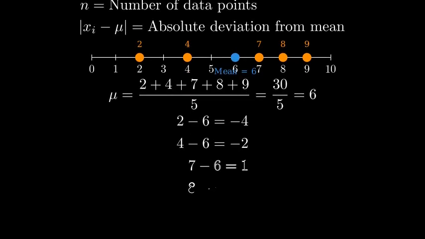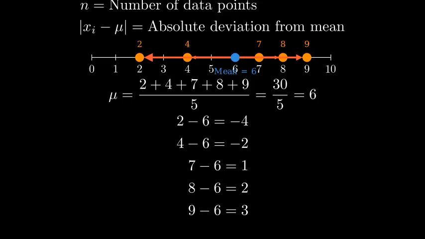The deviations are: for 2, 2 minus 6 equals negative 4. For 4, 4 minus 6 equals negative 2. For 7, 7 minus 6 equals positive 1. For 8, 8 minus 6 equals positive 2. And for 9, 9 minus 6 equals positive 3.